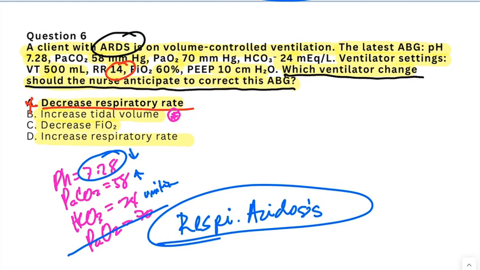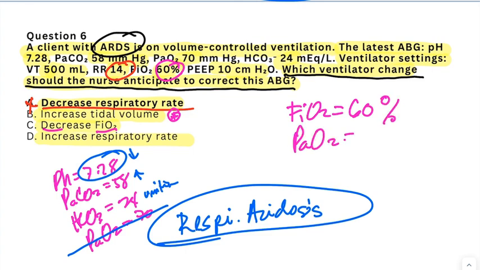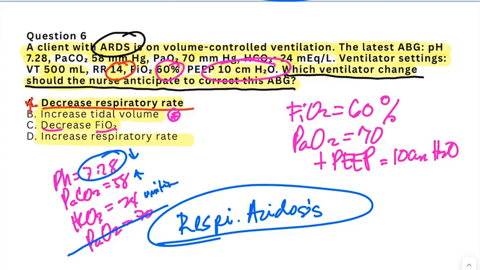Now, let's go to letter C. It says decrease FiO2. Our FiO2 right now is currently at 60%, but your PaO2 is at 70, which is borderline. And remember, this has PEEP already. It says PEEP of 10. And you have PEEP 10 cm and a FiO2 of 60, and you only have a PaO2 of 70, that's not good oxygenation. So therefore, letter C is incorrect.